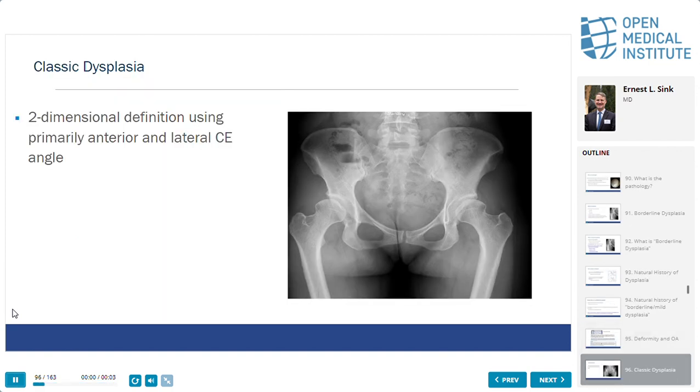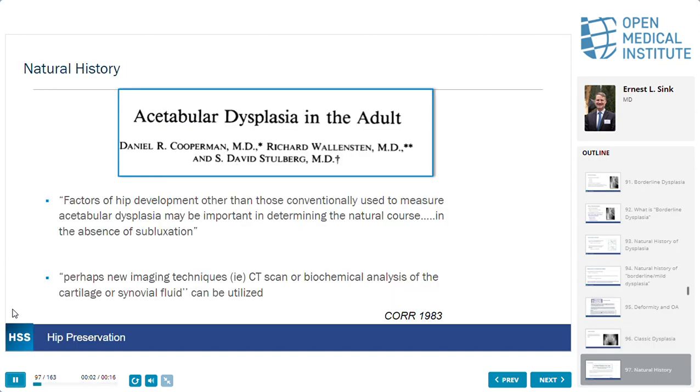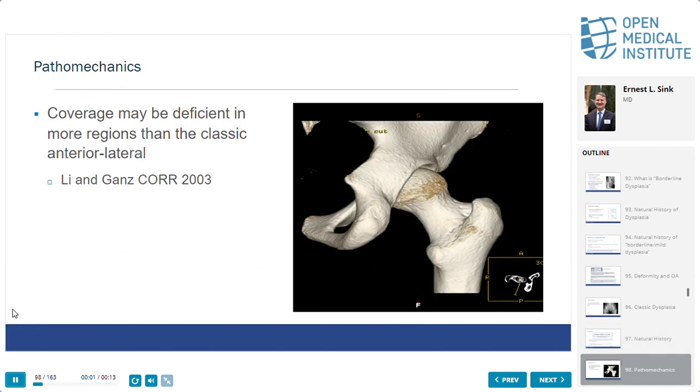Okay, three-dimensional imaging is important. So factors of hip development other than those conventionally used to measure acetabular dysplasia may be important to determine the natural course. Perhaps, this was back in '83, new imaging techniques or biomechanical analysis can look to see if it's dysplasia. So coverage may be deficient in more than just anterior lateral. This is posterior lateral uncoverage. For those that you total hips, where's the version of your cup? You know, those things play a role in the natural hip.